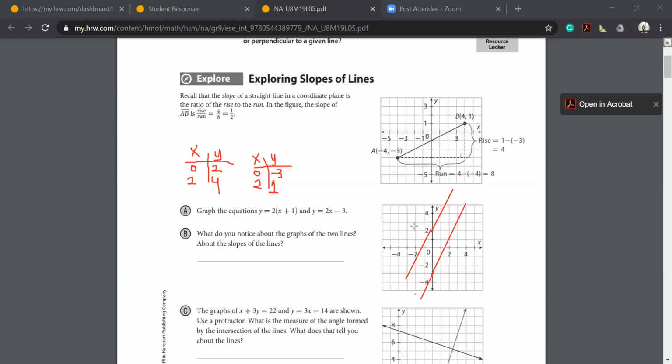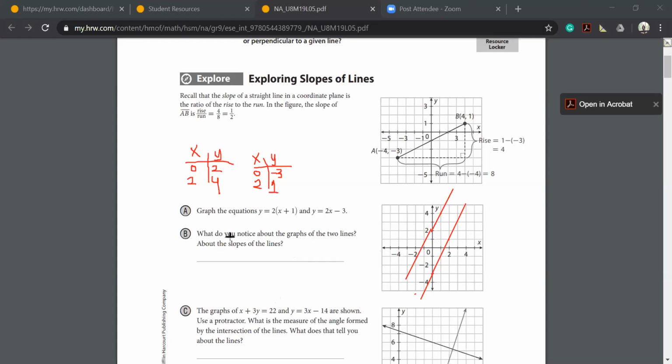So these are my 2 lines. Very well. Question B. What do you notice about the graphs of the 2 lines? What do you think, girls? What do you think about these 2 lines?